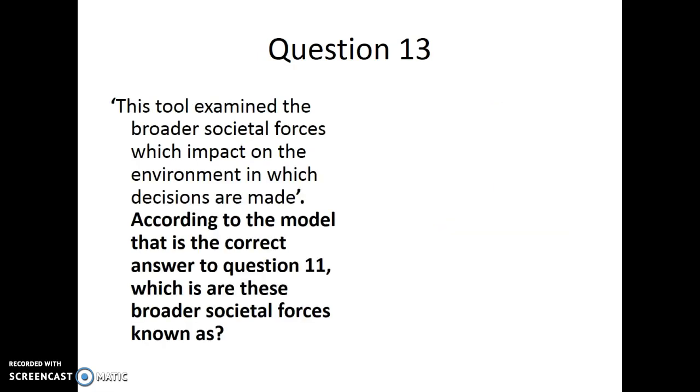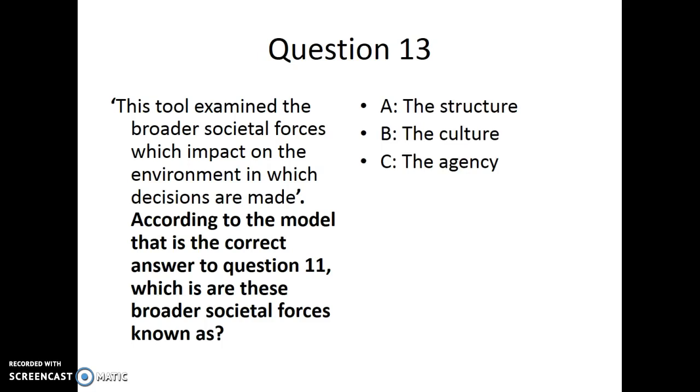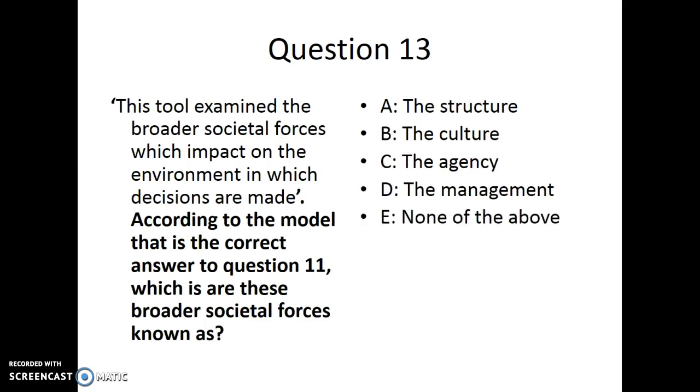Question 13. This tool examined the broad societal forces which impact on the environment in which decisions are made. According to the model, that's the correct answer to the previous questions. What are these broader societal forces known as? A, structure, B, culture, C, agency, D, management, or E, none of those?